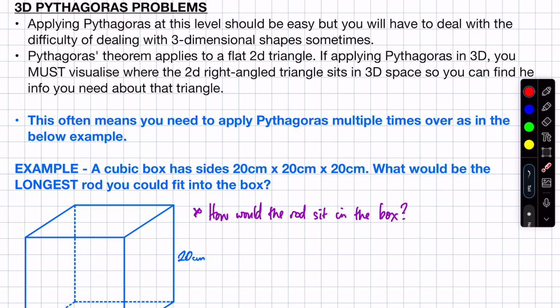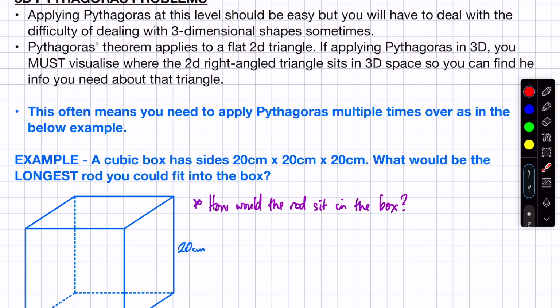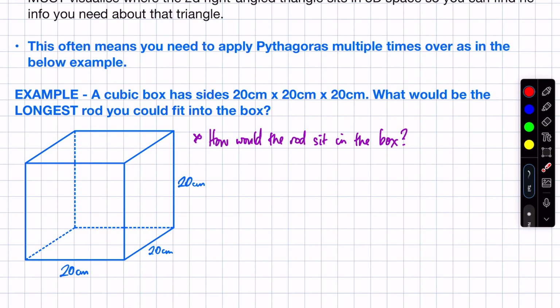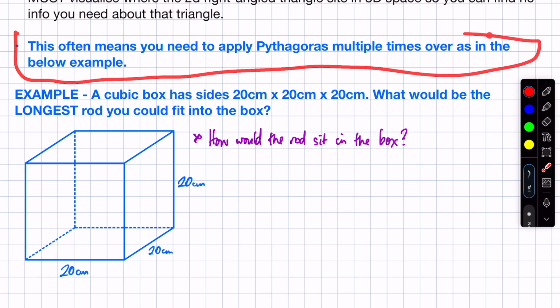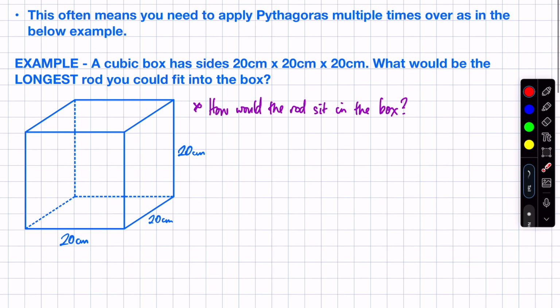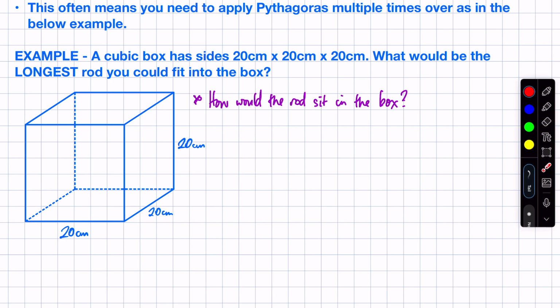But if you're applying Pythagoras in 3D, you must visualize where the 2D right-angled triangle sits in 3D space so you can find the info you need about that triangle. So in your case, what does this mean? This often means you need to apply Pythagoras multiple times over, as in the example below. So we're getting straight into the example. Why? You got Pythagoras' formula yesterday.